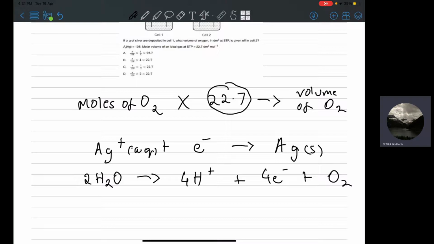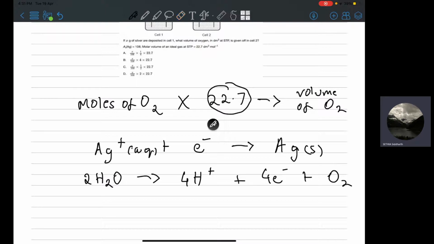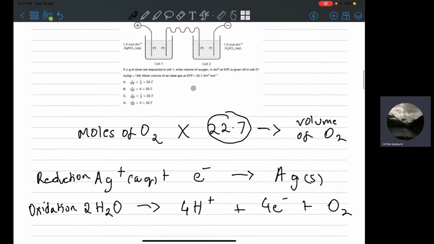Right? So this is the equation for the oxidation of water. This over here is the equation for the reduction of silver. I'm just going to put these tags over here so that we know: reduction, oxidation. Okay, so these are our two equations. These are the equations of what's happening in both of these cells.